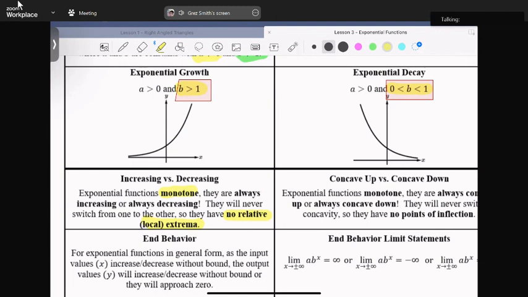Can anyone explain what a relative extrema is? Let me have hands. Who wants to explain to Danny? Perfect.